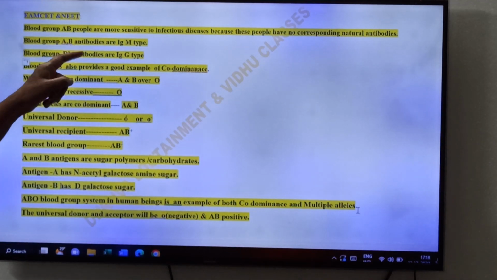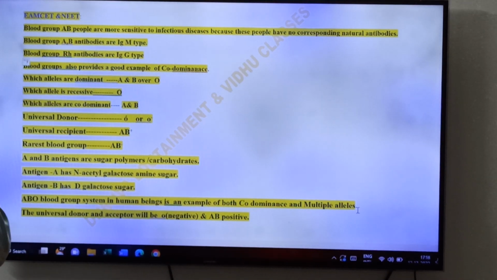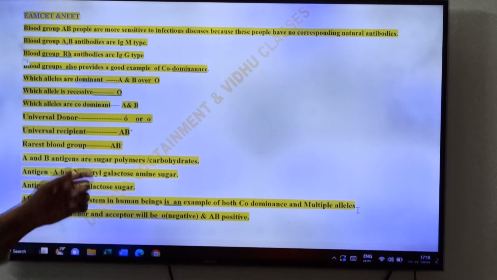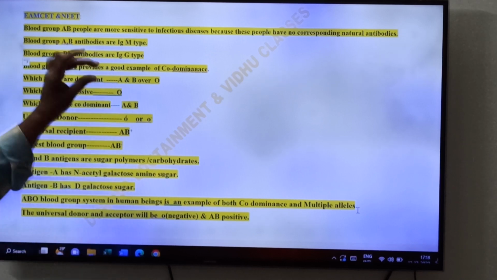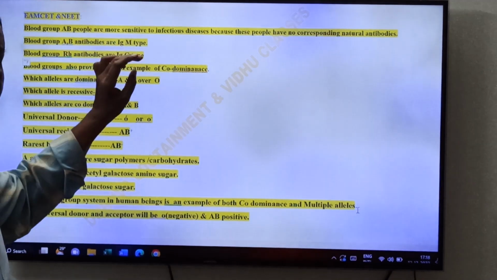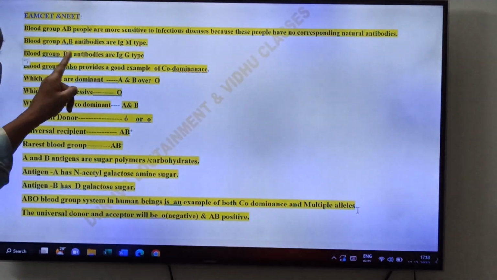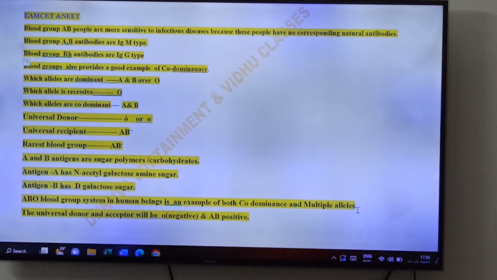Now friends, blood group A, B antibodies are IgM type. You know friends, we have 5 types of antibodies: IgG, IgA, IgM, IgE, IgD. Blood group AB antibodies are IgM type friends. Blood group RH antibodies are IgG. Friends, this is for NEET and MSET. AB antibodies are IgM type, RH antibodies are IgG type.